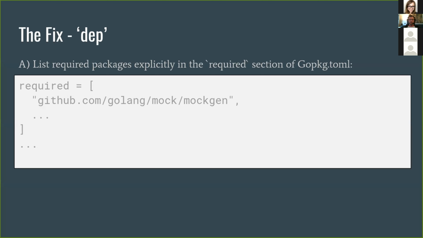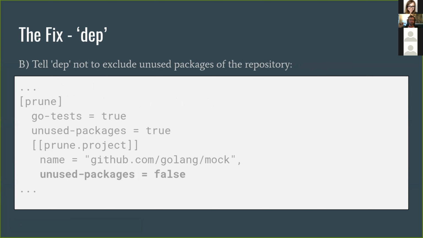So in the Go package toml, you can put this section just required. It's an array of packages that you can list there. You throw that in, and as soon as you run go dep, dep will load the package that you stated here in your vendor folder, and then you're basically done with that. Okay, that's pretty straightforward. And the other approach with the prune section looks like this.